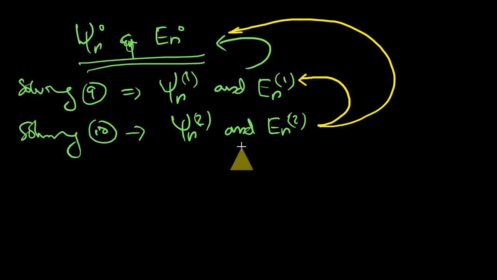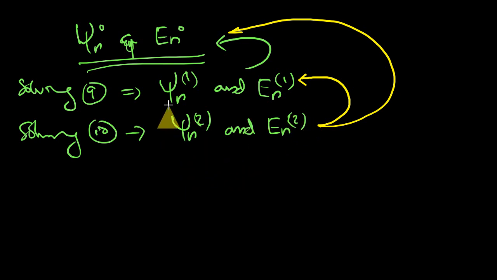When you are in this step, you already know psi n0 and en0, and you already know psi n1 and en1, since we solved equation number 9 already. Therefore, when you are solving equation number 10, you will get a new expression for wave function and energy that will be in terms of already known expressions. Like that you find out the second order correction to the wave function and energy.